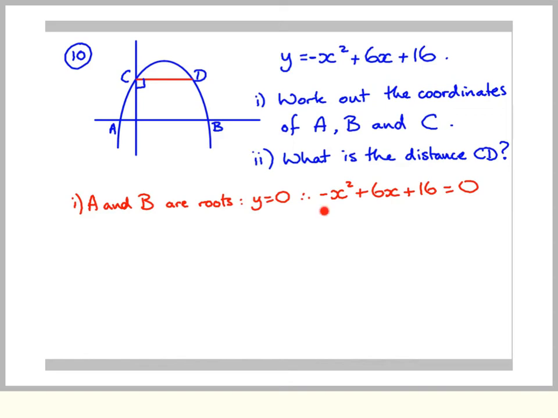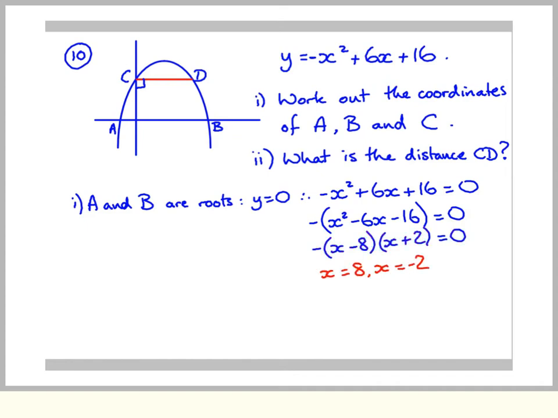Now, notice there's a minus x squared. That's not the easiest thing to factorize. So what's going to happen is you're going to take out a negative. Make the x squared term positive. That changes all the other terms' signs. That is something you can now factorize down into two brackets. So you've got x minus 8 and x plus 2. Solving that, you get your two values for x.